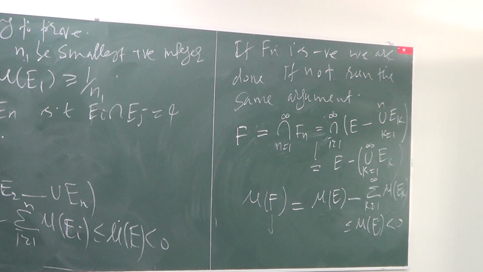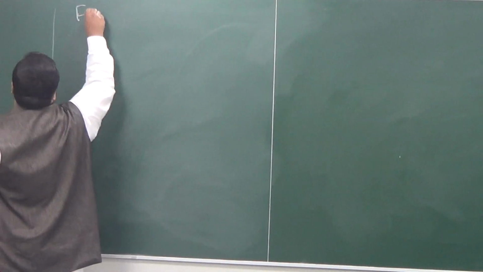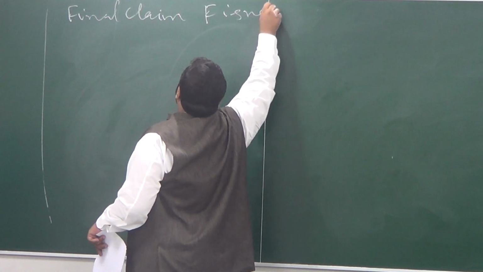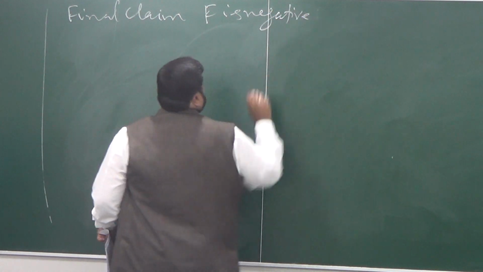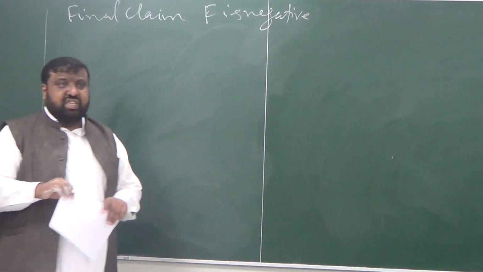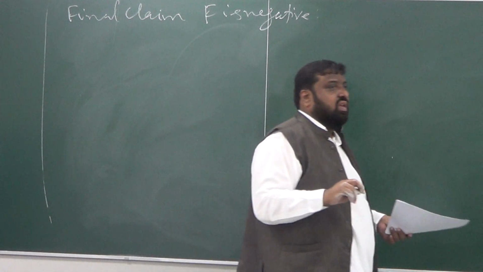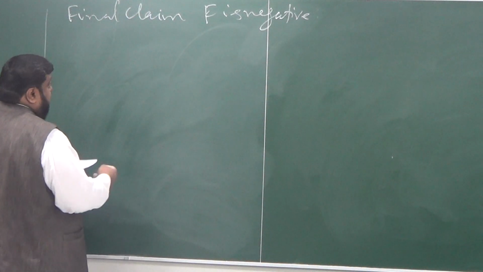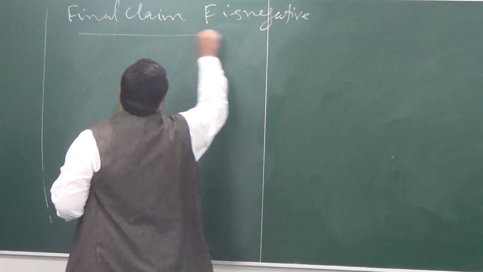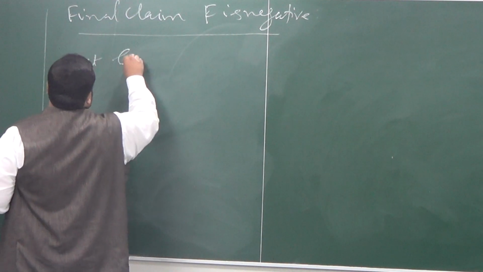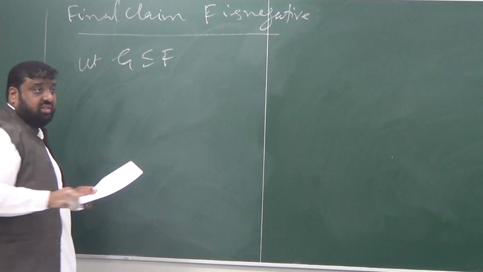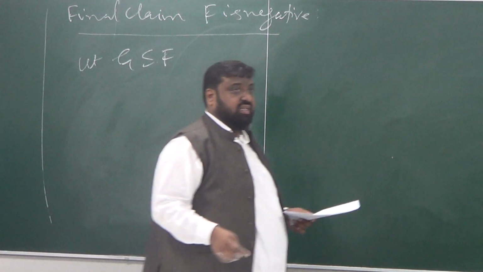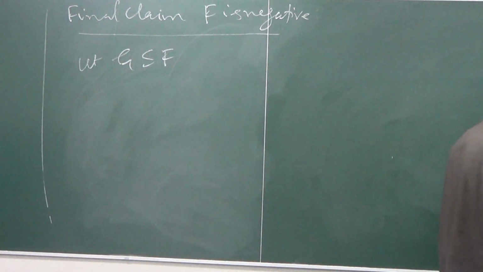So finally, we would like to show the final claim: that F is negative. Okay? F is negative. That's what we'd like to show. In order to show this, I need to take a part of F, and then show that this part must be negative. Okay?